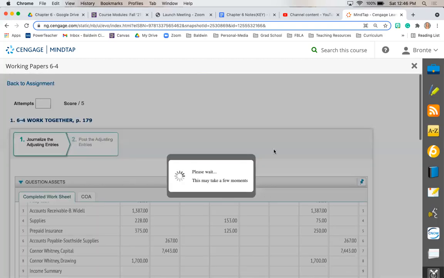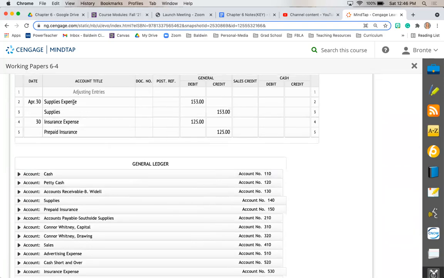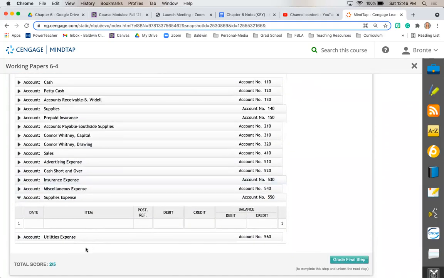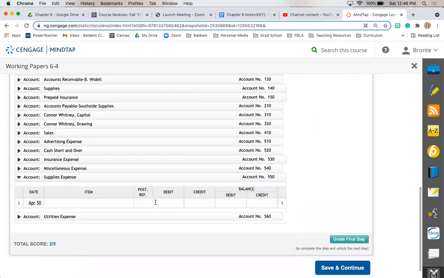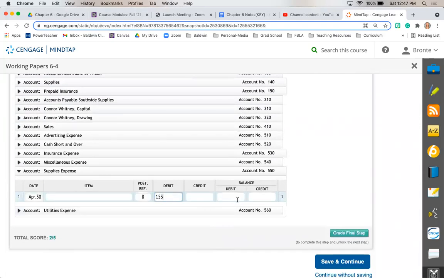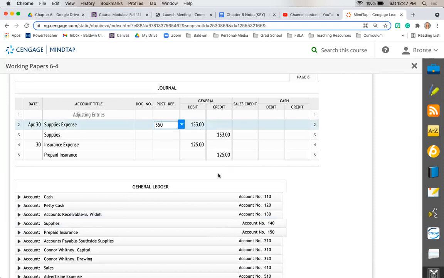Step two, we are going to now post those four entries to the correct account. So there's our entries, supplies expenses up first. I'm going to go down to my expense accounts, supplies expense. I'm going to put in my date, April 30th. My post ref, remember, is coming from whatever journal page. So I'm on page 8. It was a debit of 153, which is going to update my debit balance to 153. Last thing I got to do is take my account number, 550, and plug it in to my post ref.